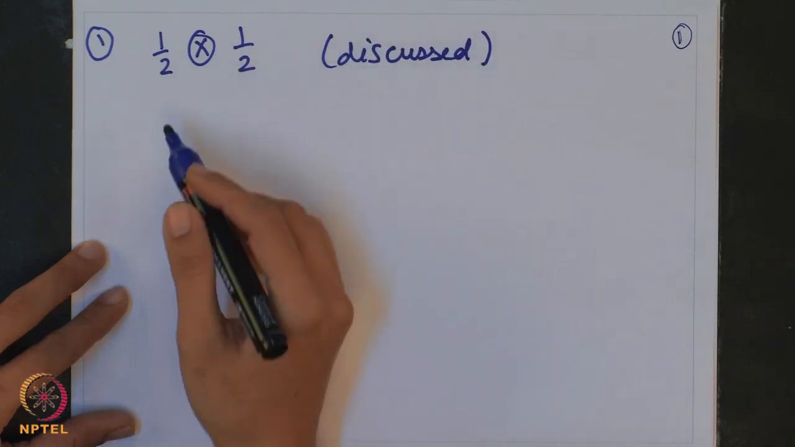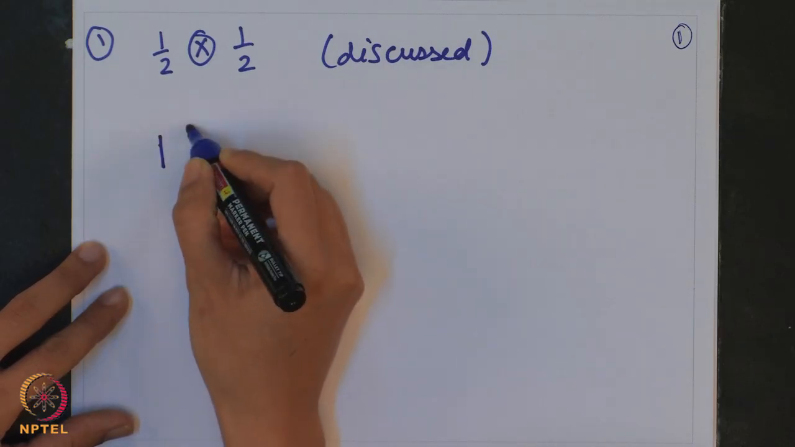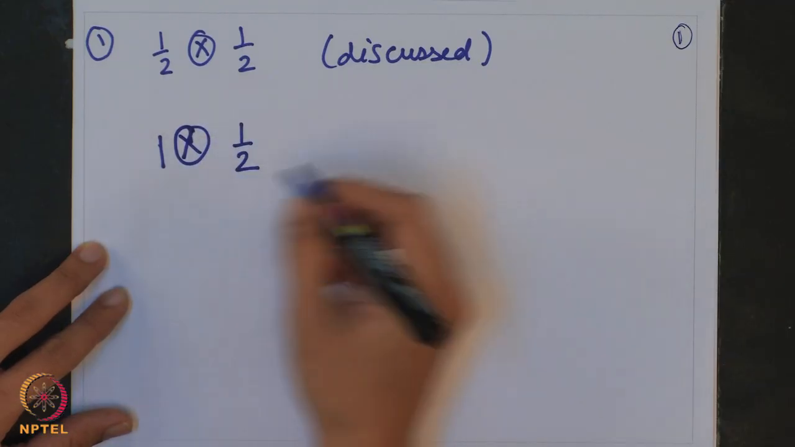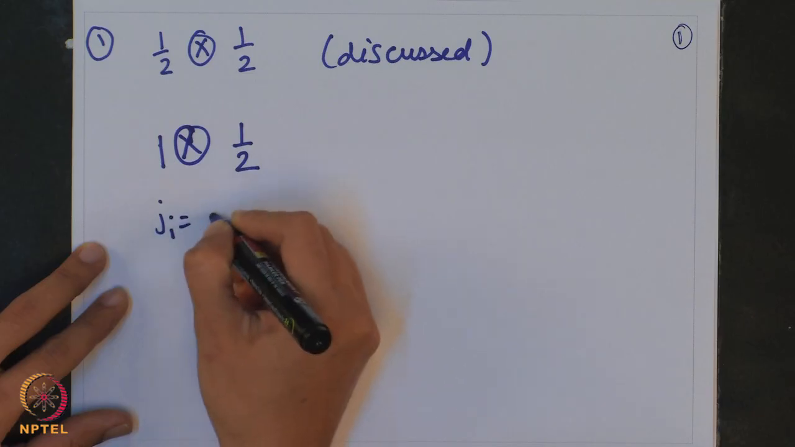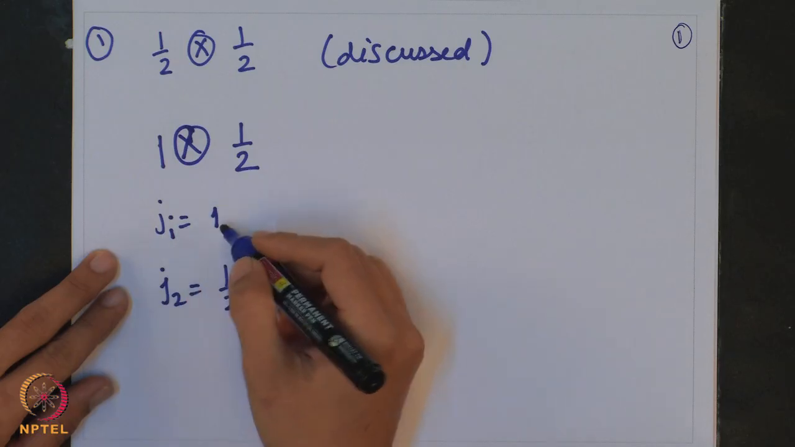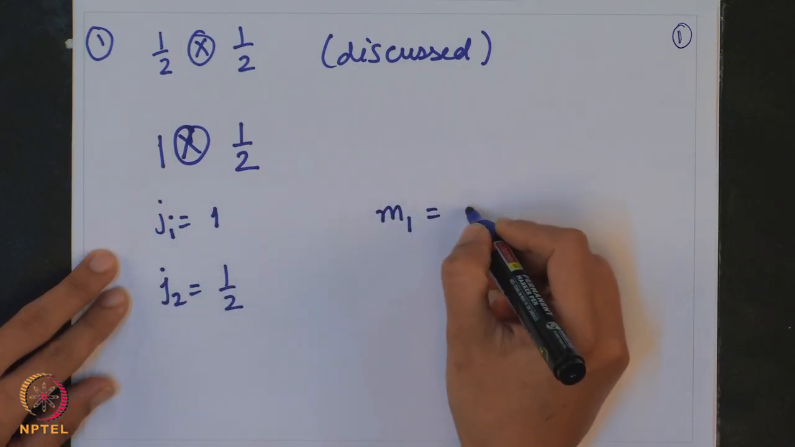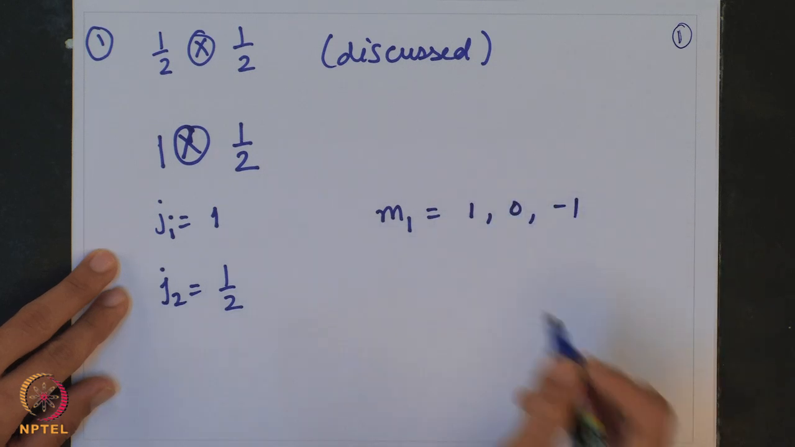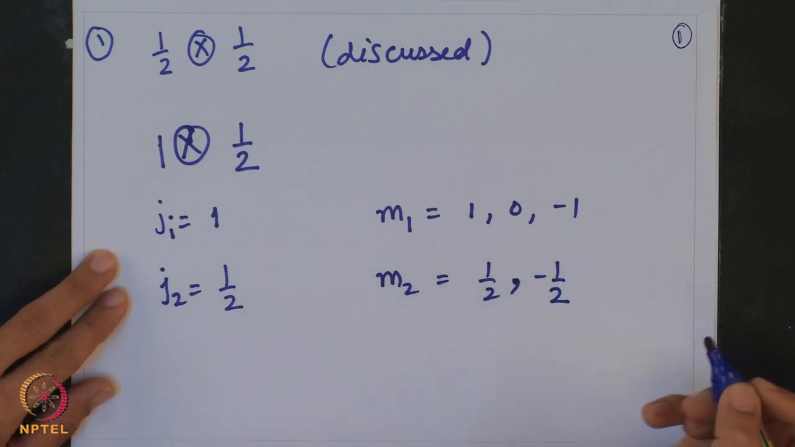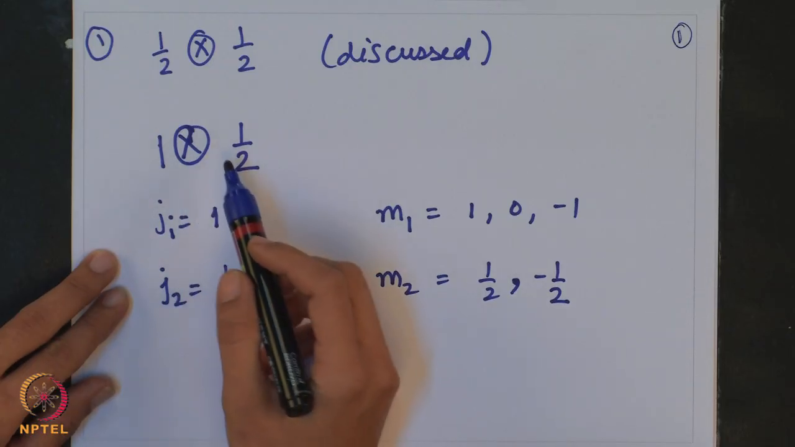On similar lines, you can calculate the first problem, that is, 1 cross 1/2, where J1 is equal to 1 and J2 is equal to 1/2. When J1 is equal to 1, M1 can take values 1, 0 and minus 1, and M2 can take values 1/2 and minus 1/2. And you will see how easy it is to calculate these Clebsch-Gordan coefficients.